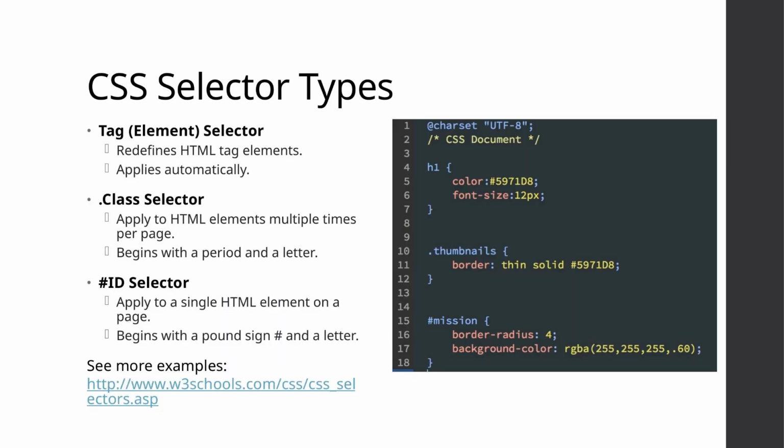CSS selectors are used for styling HTML elements. Tag selectors redefine HTML tags and apply automatically. Class selectors, starting with a period, can be used multiple times per page. ID selectors, beginning with a hash, apply to a single element. Each type offers unique control over styling.